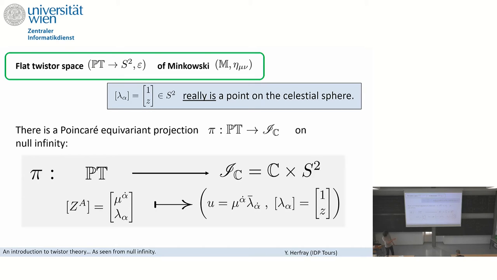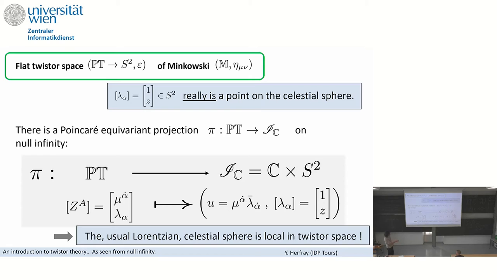I already told you that you should think of lambda as being a point on the celestial sphere, so that's fine, you keep this one. But you can also have a point along the fiber u by taking this mu and contracting with lambda bar. You should think of this u as being a coordinate along the fiber. So it's Poincaré equivariant in the sense that if you act on your twistors with the Poincaré group, you're effectively going to realize the Poincaré action on scri. Perfectly fits. This is how scri really fits into this story. You have a projection to scri from this.